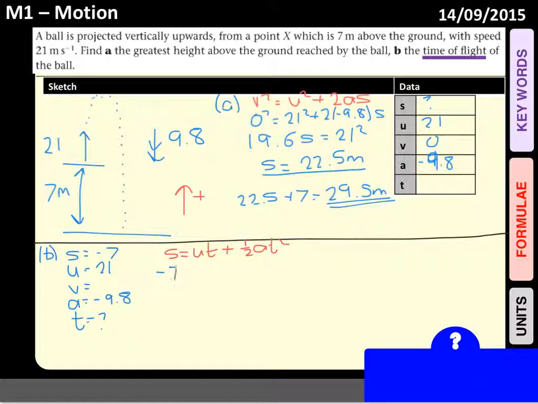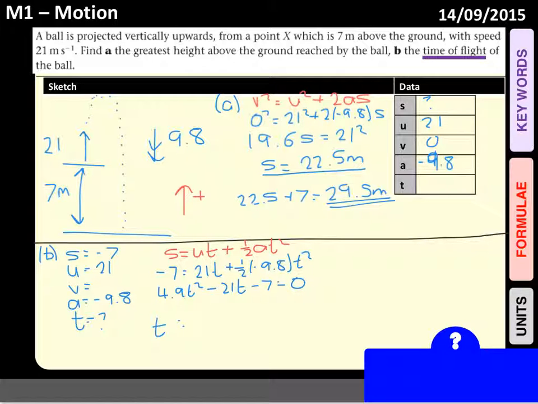So negative 7 equals 21t plus a half lots of minus 9.8 times by t squared. We've got terms in t and t squared, so it's a quadratic. We're going to rearrange that and set it equal to 0. 4.9 t squared minus 21t minus 7 is equal to 0.